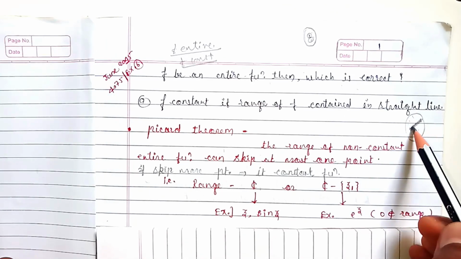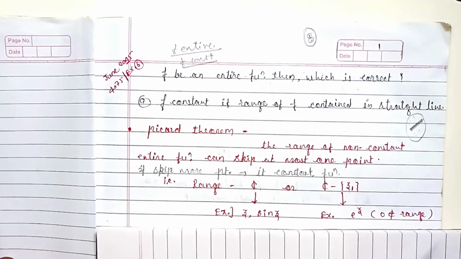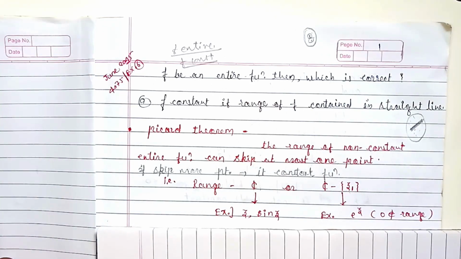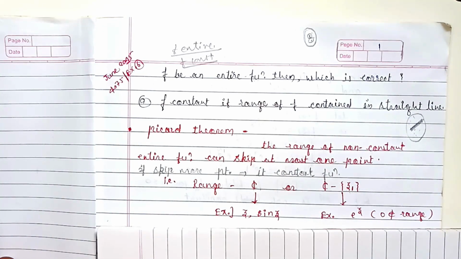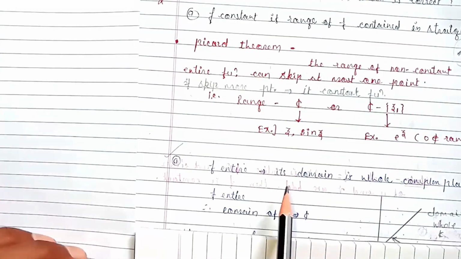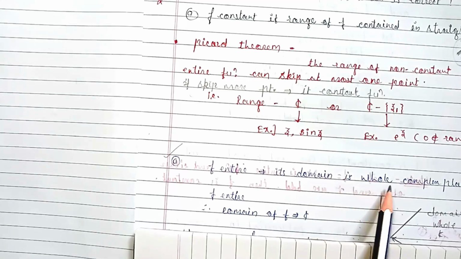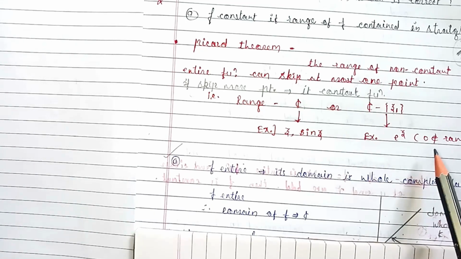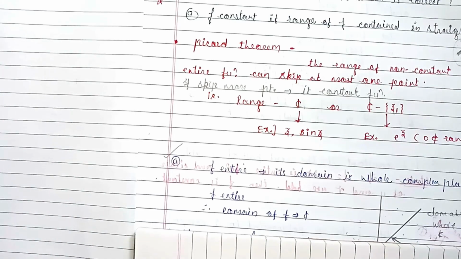If this line can skip infinitely many points, that is possible when the function is constant. If the function is constant, then the line can skip infinitely many points, and if the function is non-constant, then the line cannot skip any point. Just a maximum of one point it can skip. So in my solution of the first option I wrote: f is entire, then the domain of f is the whole complex plane, and within that complex plane if we draw one single line, that line can skip infinitely many points.